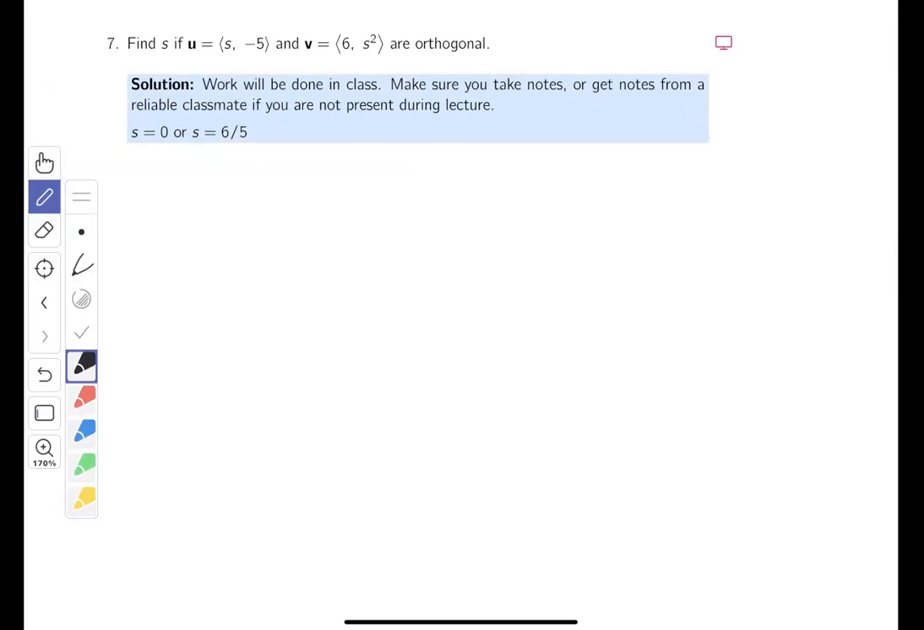Next question over here. It might seem difficult to you, but it has something to do with what we discussed in lecture. And we have 2 vectors. I'll write this down for you. We have vector U, which is S, comma, minus 5. And we have vector V, which is going to be 6, comma, S squared.